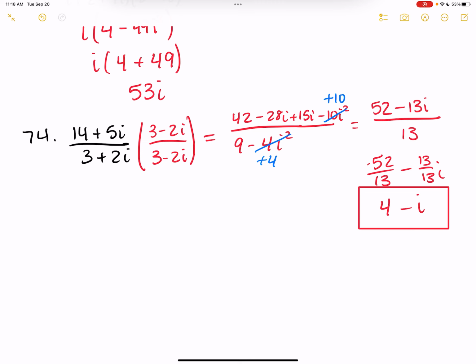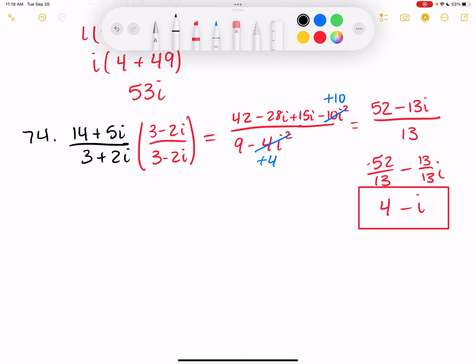Let's do 78. Negative 3 plus 4i over 2 minus i.